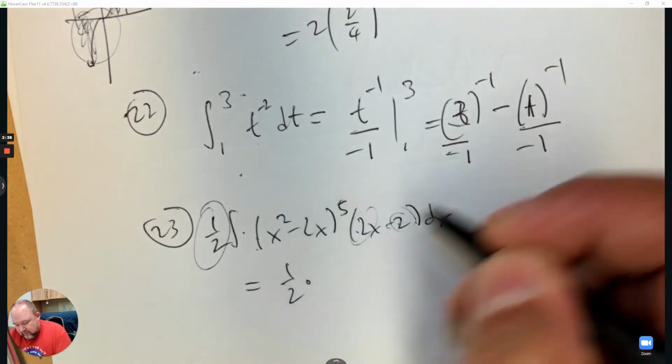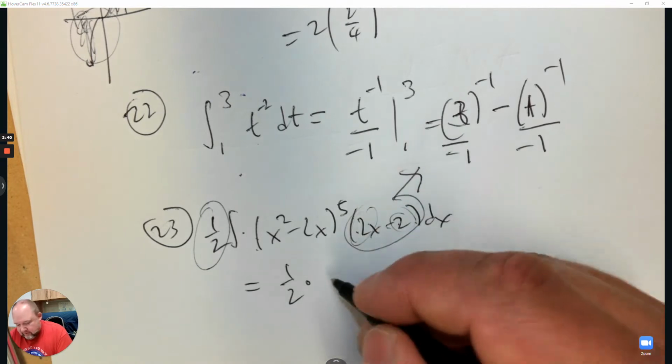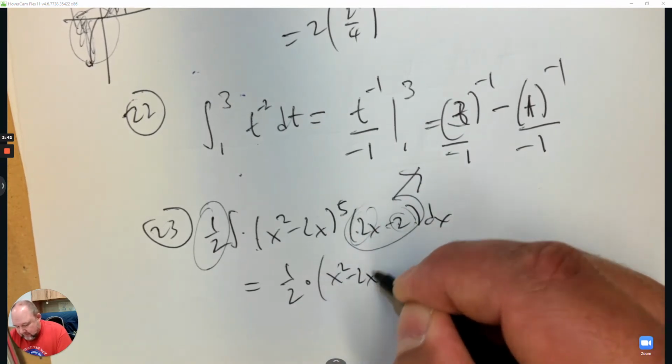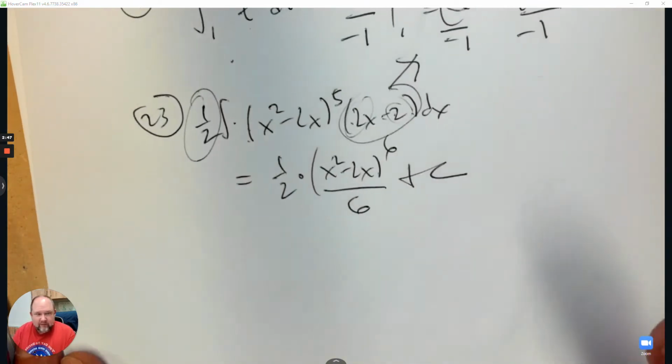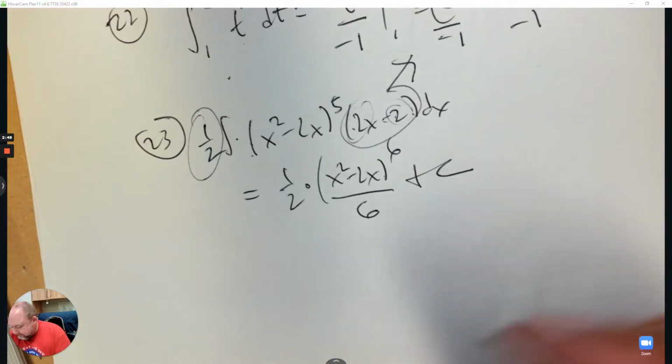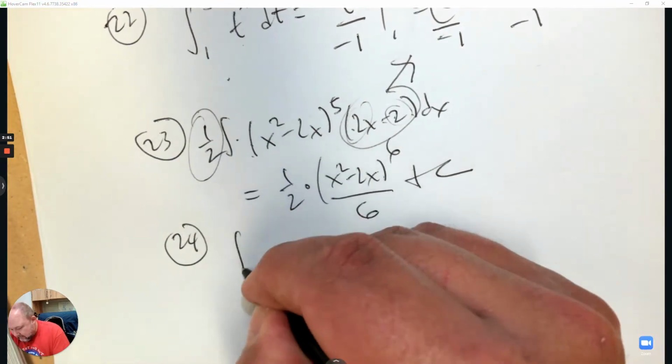And then the answer is going to start with 1/2. The hook is going to be unhooked. And then you add 1 to the exponent and divide, and then plus c because it's not a definite integral. 24. Again, an indefinite integral.